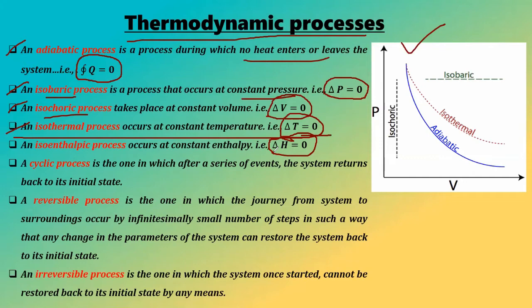Now another is reversible, and the last one is irreversible. Reversible is the one in which the system goes to the surroundings by an infinitesimally large number of small steps in such a way that a change in any parameter of the system can restore the system back to its initial state. And irreversible means the system, once started, cannot be restored back to its initial state. Now let us explain this by giving an example.